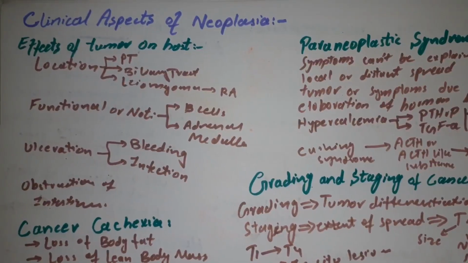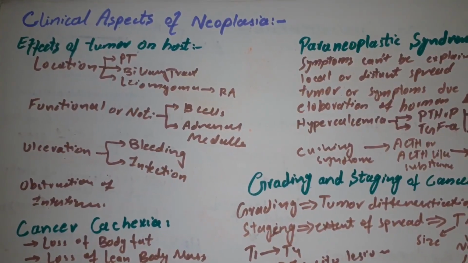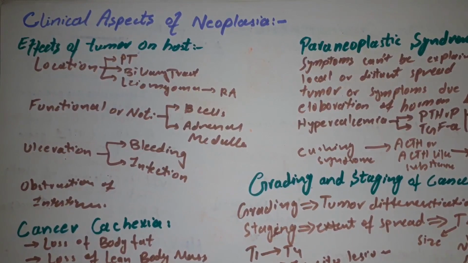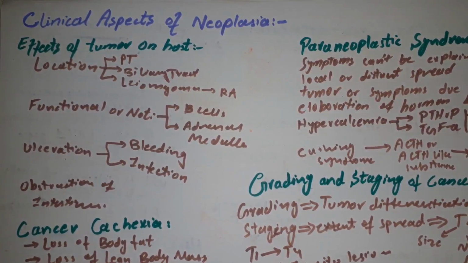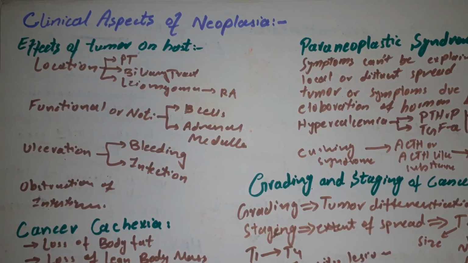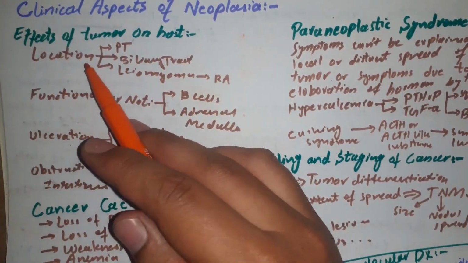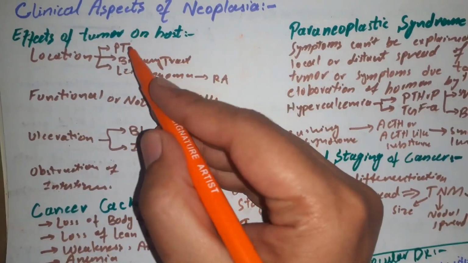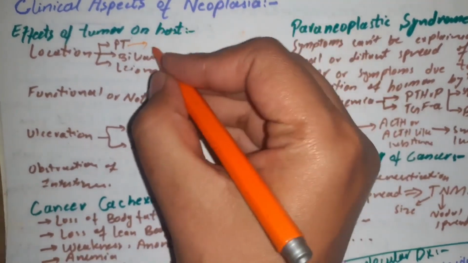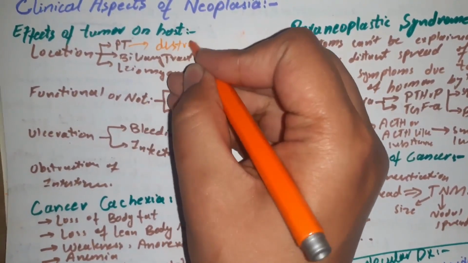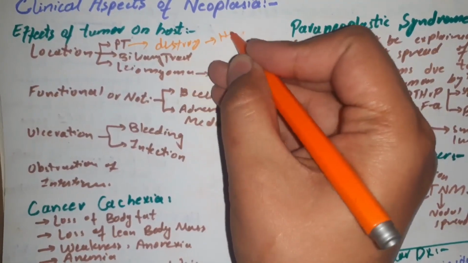So in this video, we are going to discuss clinical aspects of neoplasia. Clinical effects of neoplasia depend upon multiple factors. For example, the location of the tumor, the size of the tumor, whether the tumor is functional or non-functional, whether the tumor is ulcerated, whether the tumor has shown metastasis to lymph node or distant site, and so on. Basically, the effects of a tumor on a host depend upon its location. For example, a very small tumor of the pituitary gland can destroy the remaining normal tissue of the pituitary and can lead to hypopituitarism.